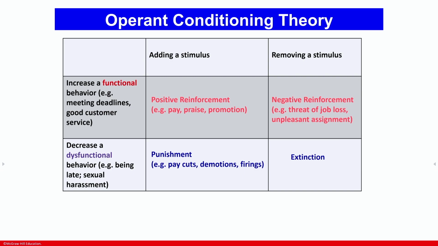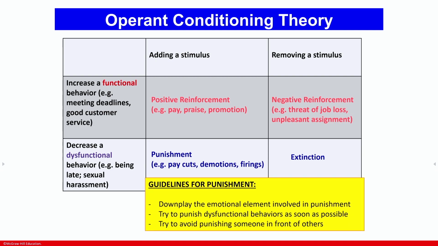Punishment, however, can have some unintended side effects, such as resentment or retaliation, so it should only be used when necessary. To avoid the unintended side effects of punishment, managers should keep in mind these guidelines. That is, to downplay the emotional element involved in punishment and try to punish dysfunctional behaviors as soon as possible, and then try to avoid punishing someone in front of others.